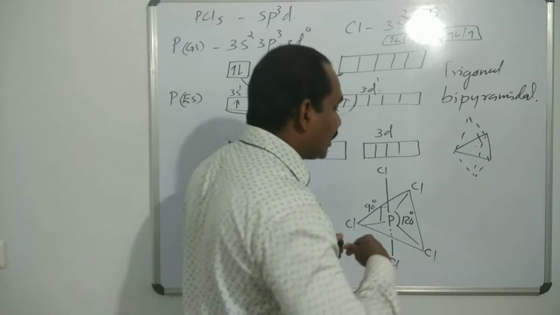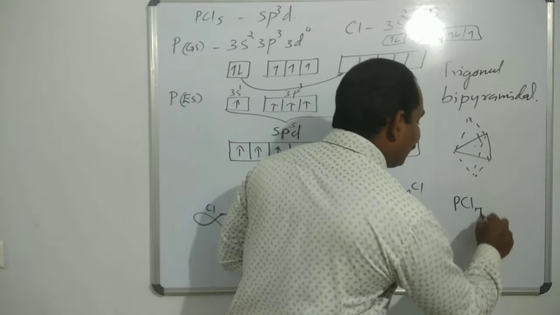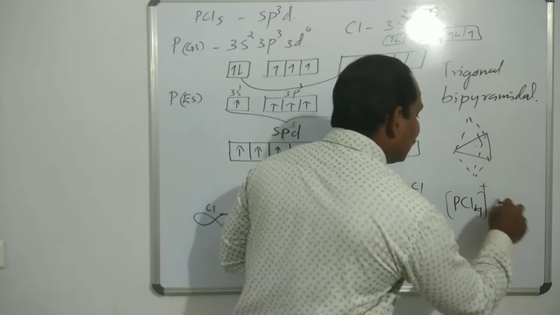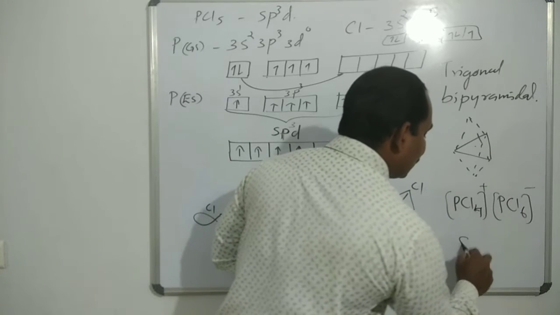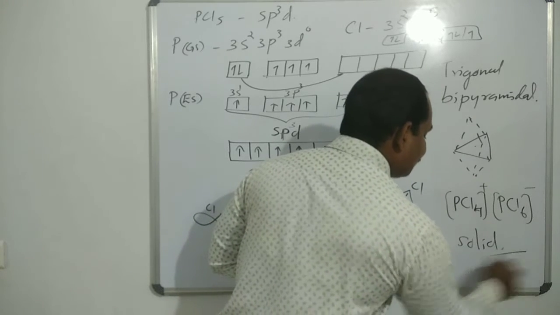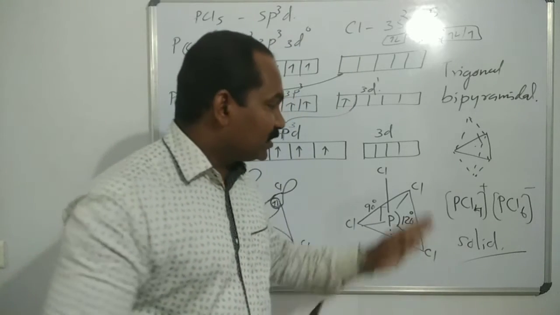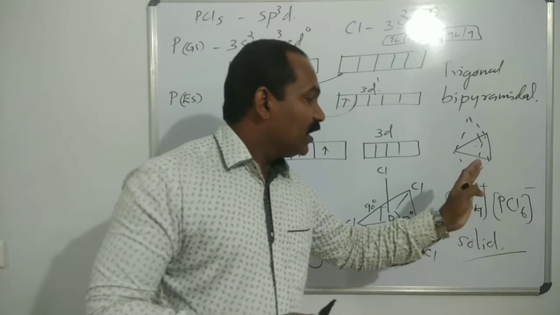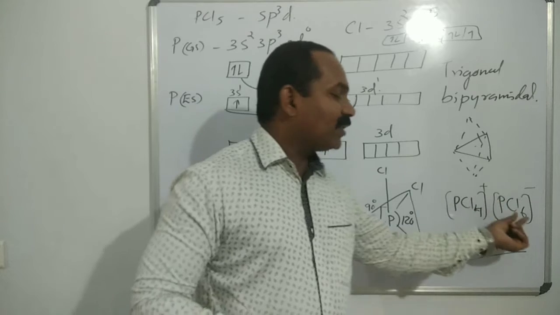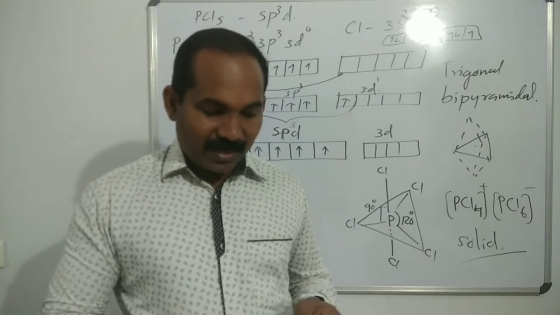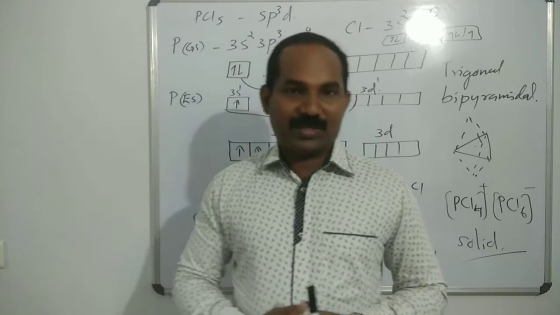Also, in the solid state, the PCl5 molecule exists as PCl4 plus and PCl6 minus. Remember that. In the solid state, PCl5 exists as PCl4+ PCl6-. One is tetrahedral and the other is octahedral. Tetrahedra and octahedra are joined in the solid state.